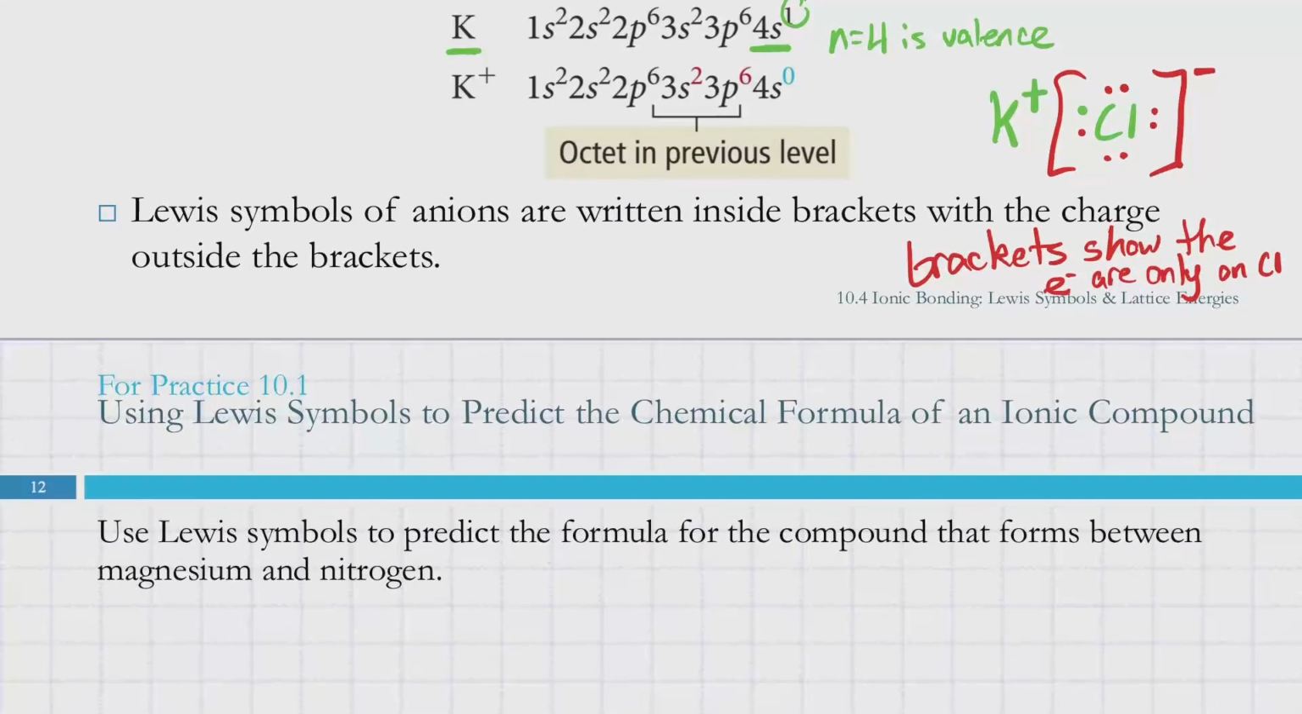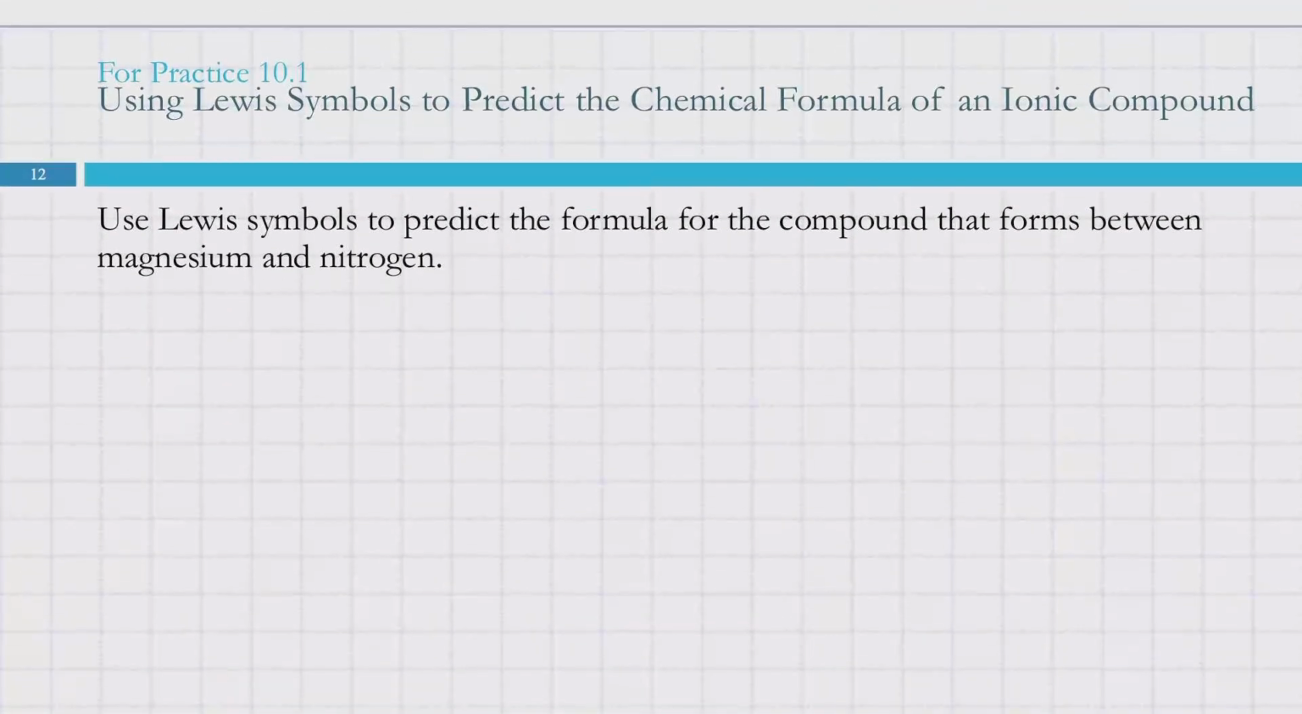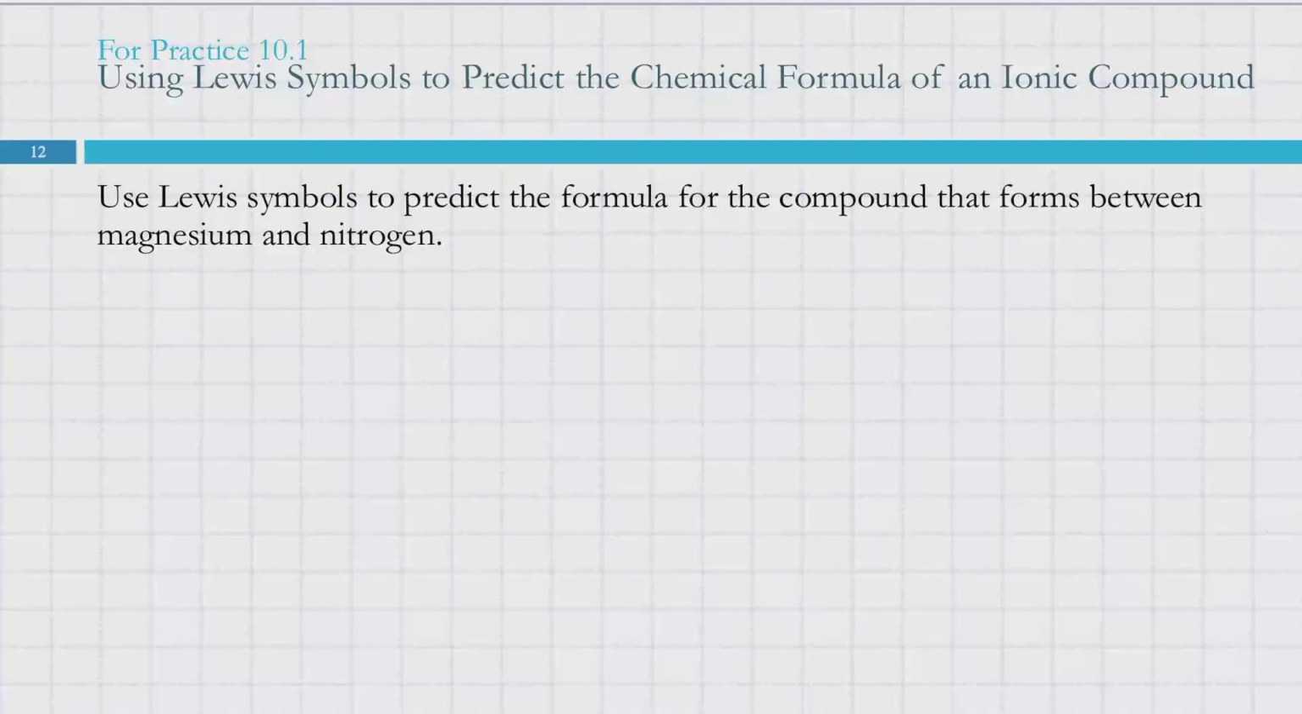We can also use it to predict compounds between other metals and nonmetals, other ionic compounds. So if we have magnesium and nitrogen, for example, how many valence electrons does magnesium have? It has 2, because it's in group 2A. How many does nitrogen have? Nitrogen has 5.